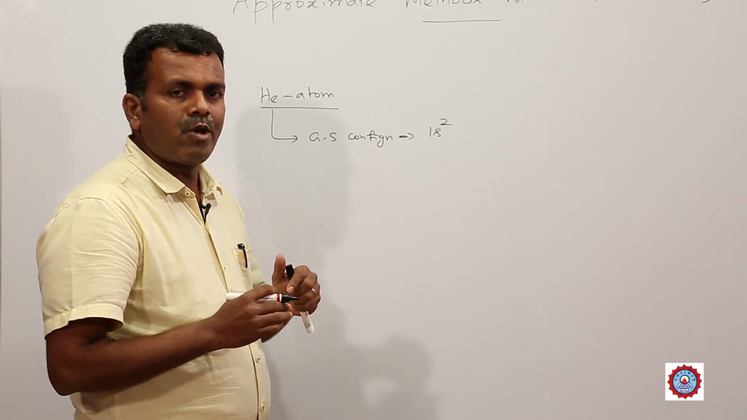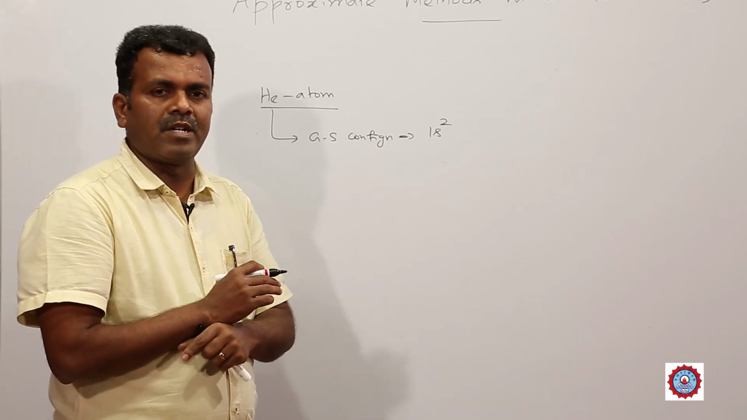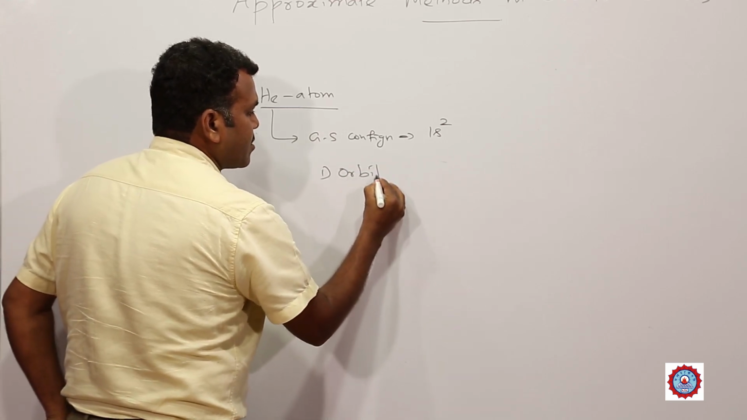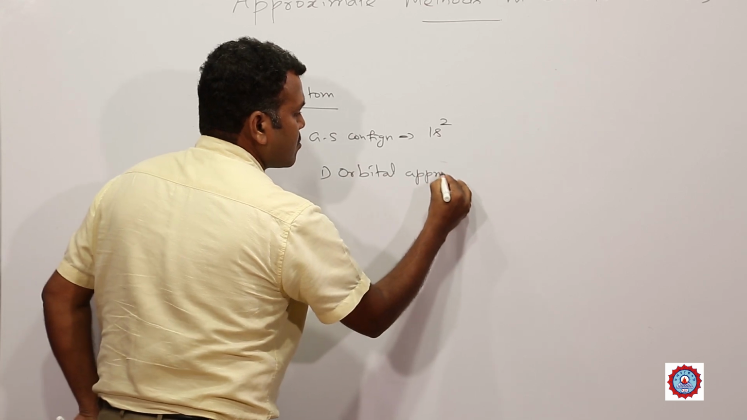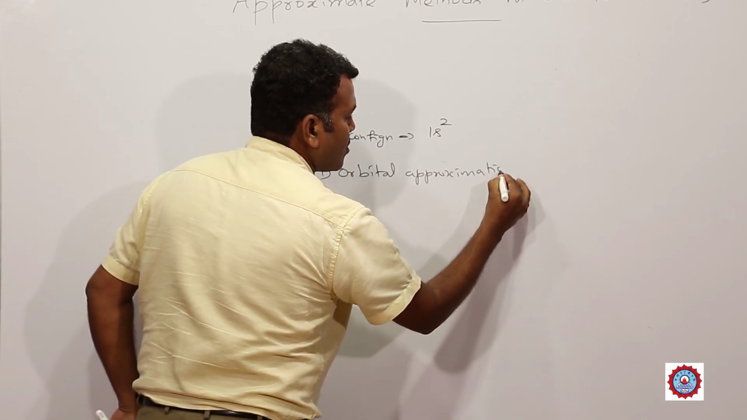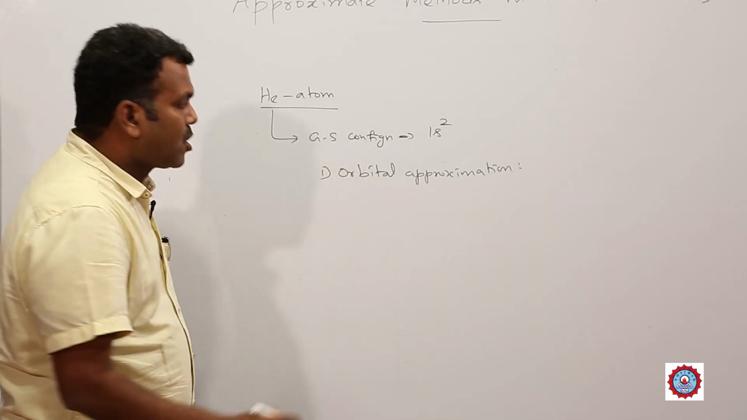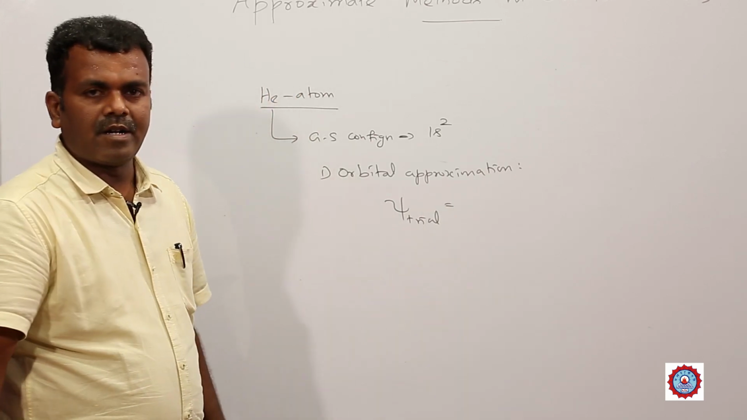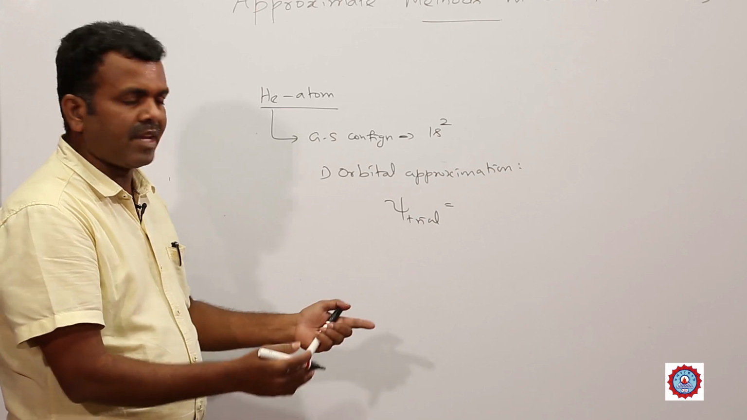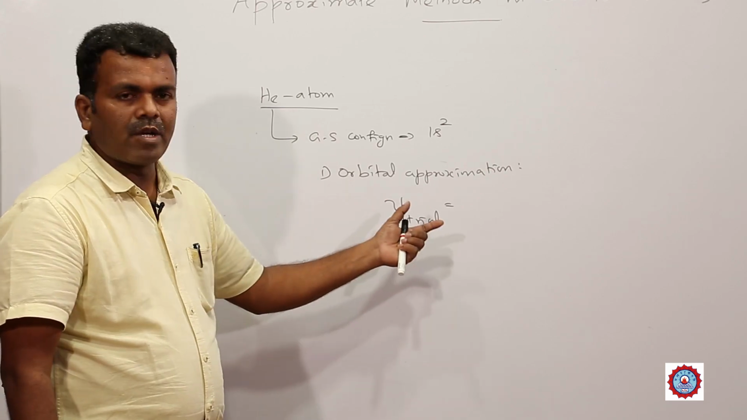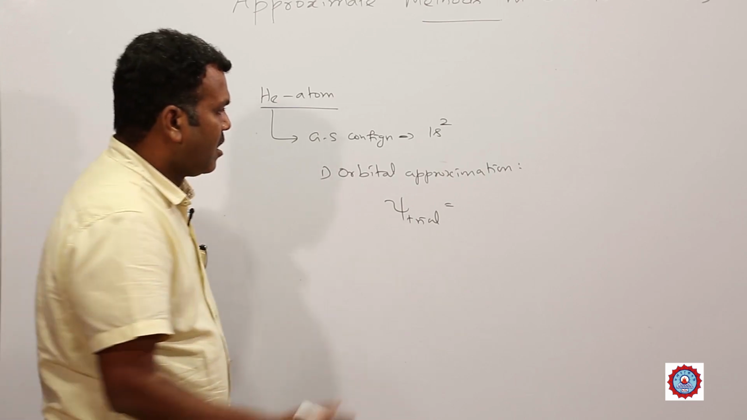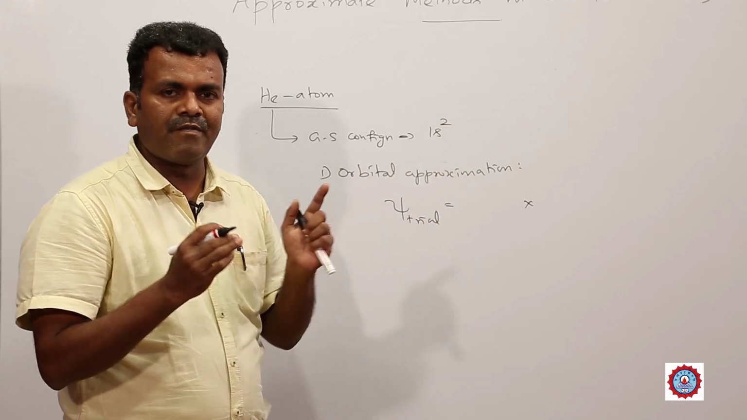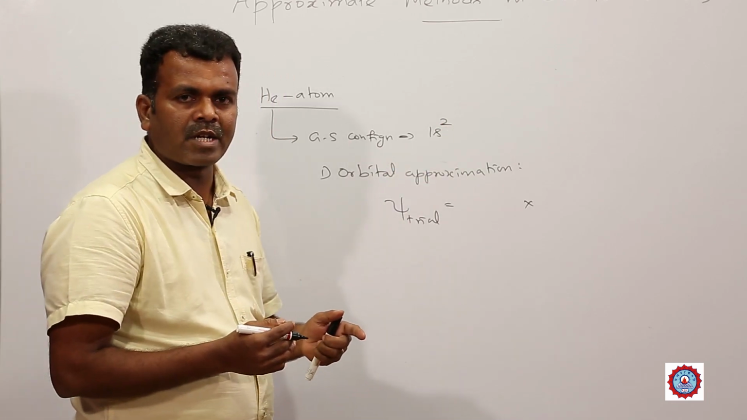For that purpose, I am going to choose some approximation method. The first approximation that I am going to apply here is the orbital approximation, to guess a trial wave function for the helium atom, according to which I am going to write each electron with a wave function called a one electron wave function.